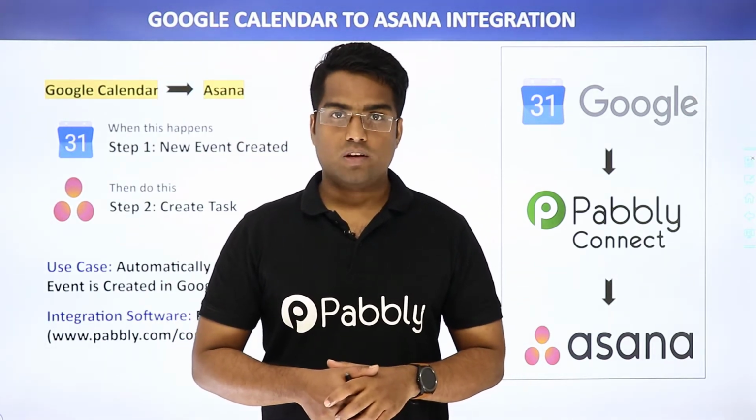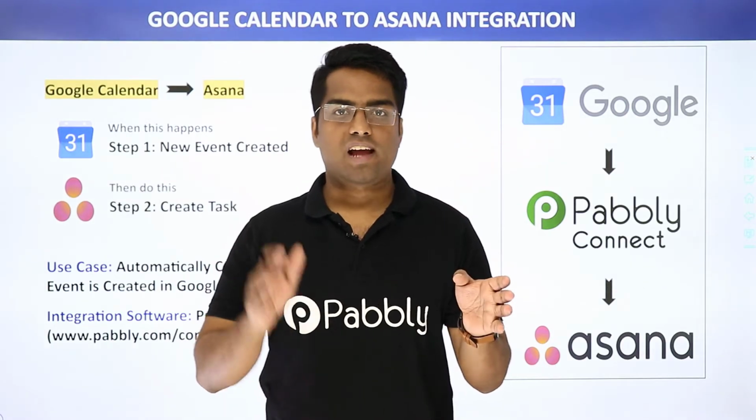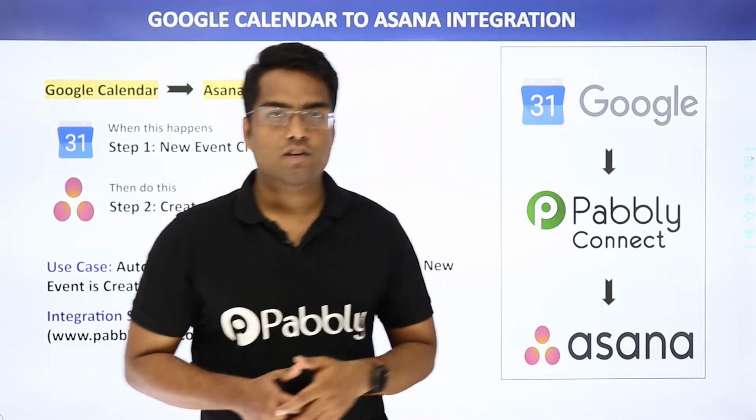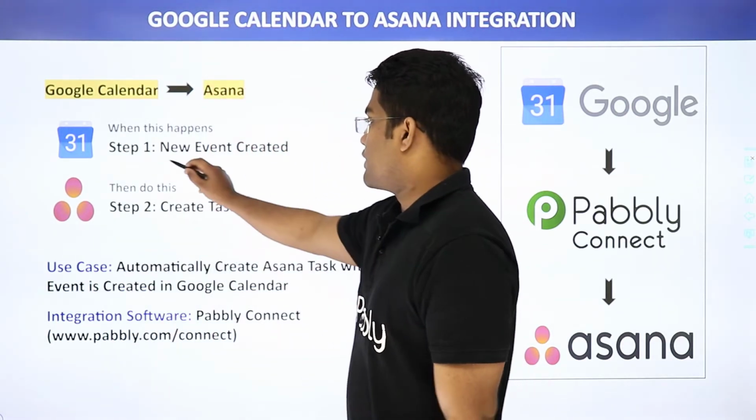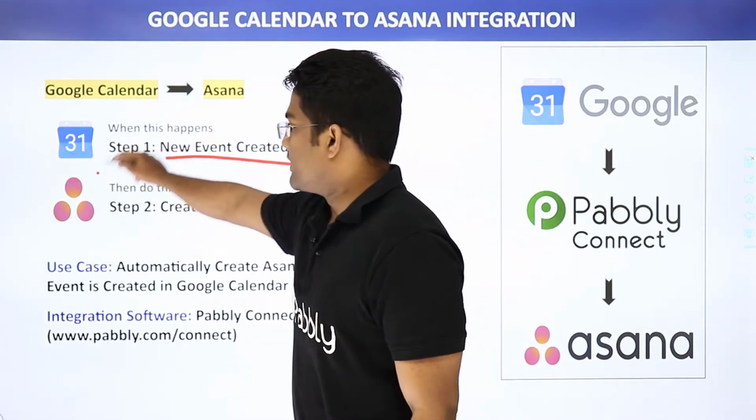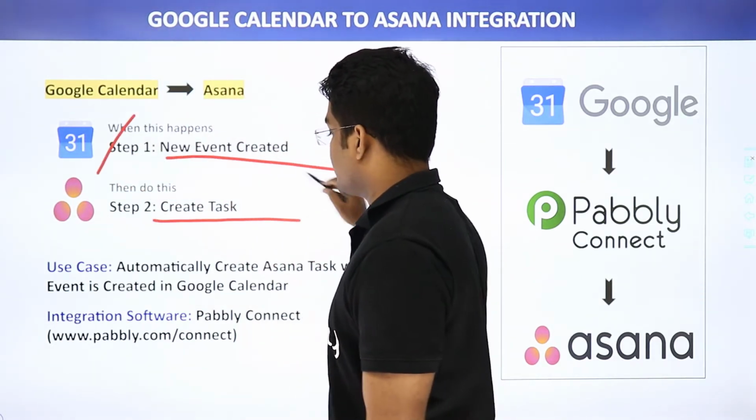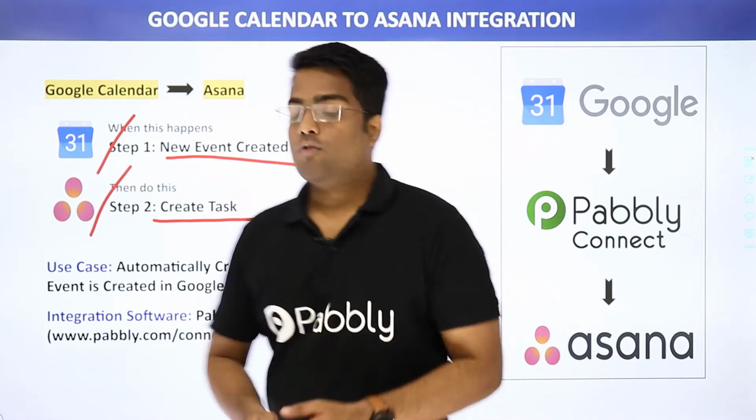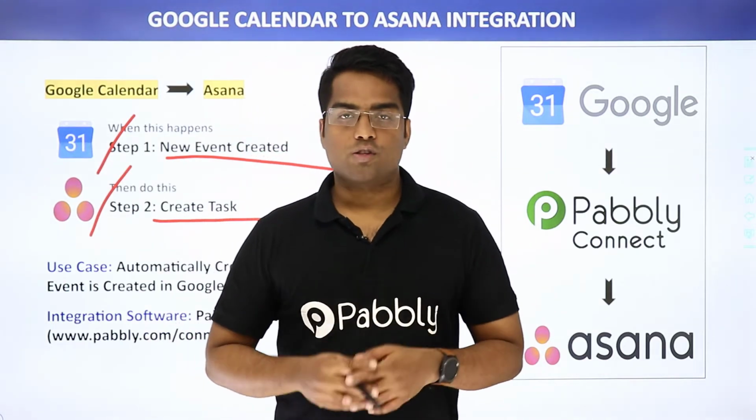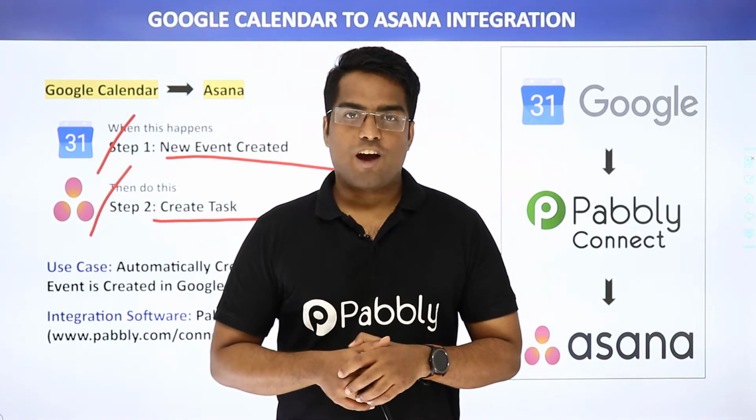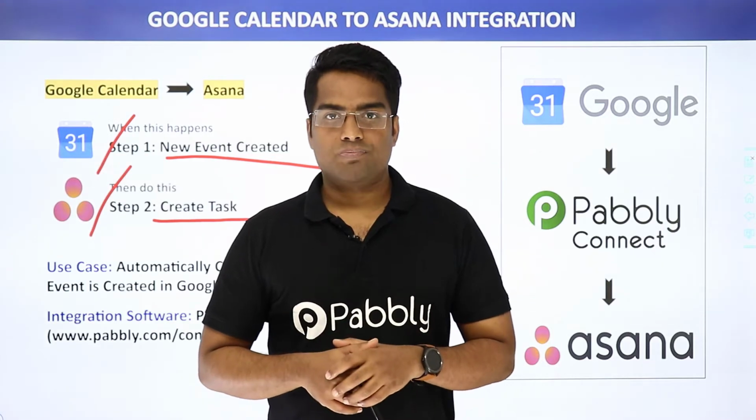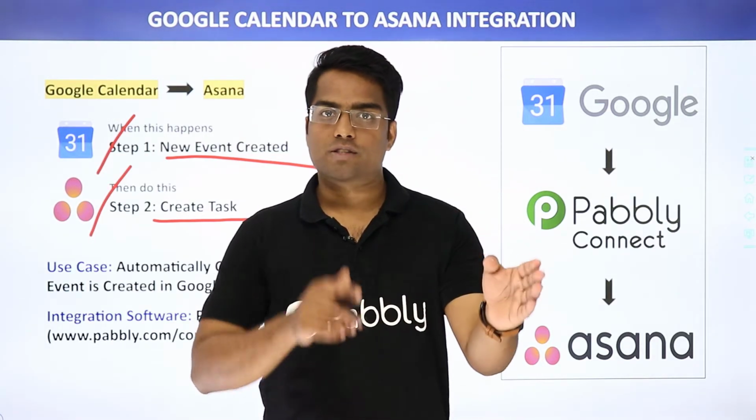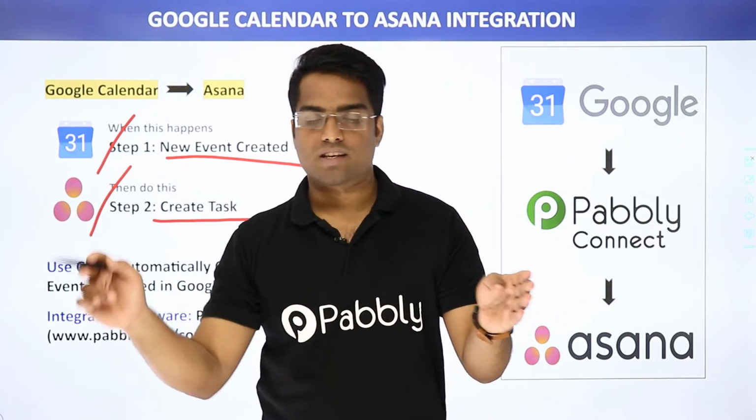So in this video we will learn how to integrate Google Calendar and Asana. Our use case is pretty simple. When a new event is created in Google Calendar, it will automatically create a task in Asana. Google Calendar is an awesome scheduling software offered by Google. Asana is a project management tool. So what we are going to do is send the data from Google Calendar to Asana.